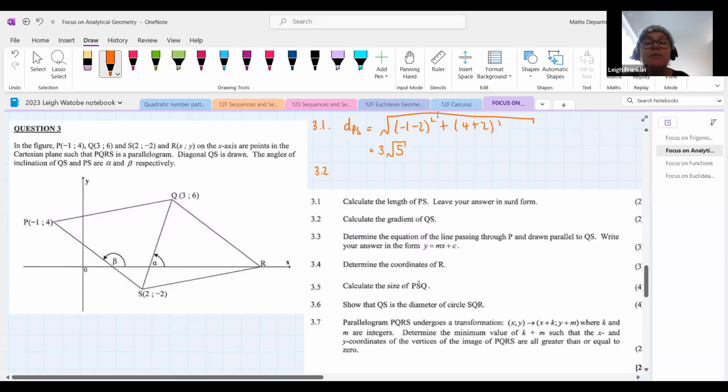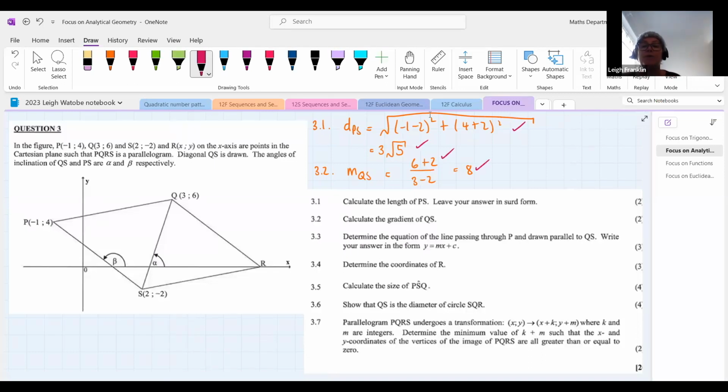Okay, then the next thing that they want us to do is the gradient of QS. Okay, so that's also easy. Remember y over x. So that gives us a gradient of 8. So as we saw before, a mark for subbing in, a mark for the answer. A mark for subbing in, a mark for the answer.